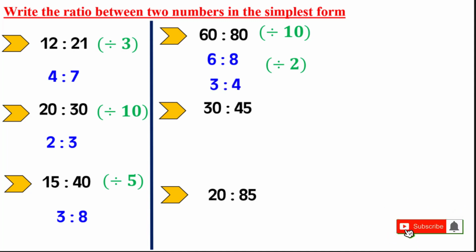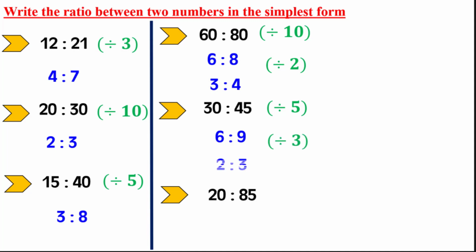30 to 45, the two numbers are divisible by what? Yes, divisible by 5. 30 divided by 5, it will be 6, and 45 divided by 5, it will be 9. 6 and 9 are divisible by 3. 6 divided by 3, it will be 2, and 9 divided by 3 equals 3. It's very important to revise the multiplication table, by the way.